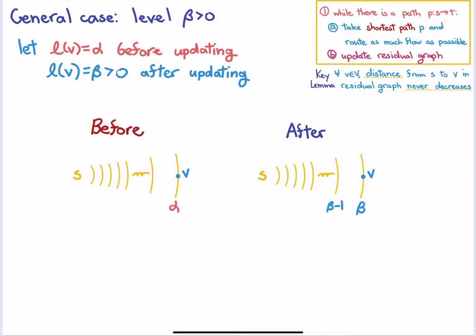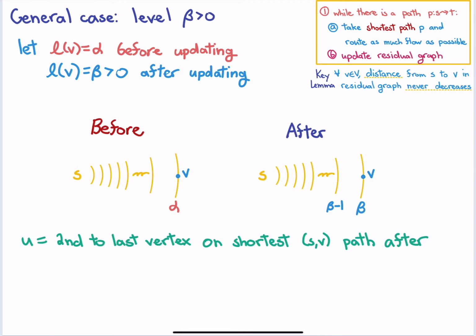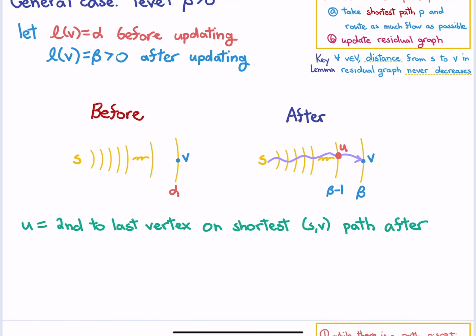What we're going to do is look at the vertex. There's some shortest path from S to V that takes beta hops in the residual graph afterwards. Let U be that second to last vertex along the path. So there's some path from S that goes to V, that's the shortest path, and I'm going to let U be the vertex that comes right before.